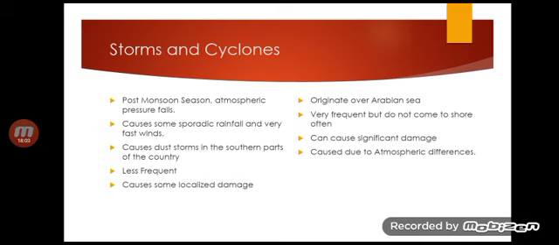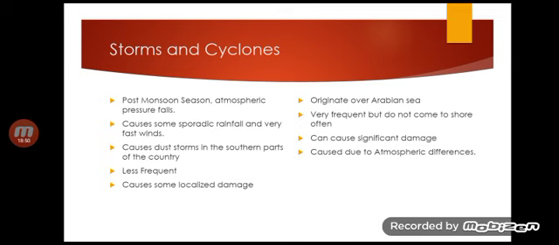The local storms are also formed in the same way. During the post monsoon season, after October, the atmospheric pressure starts to fall. Let me reiterate what is happening. First, during the late summer, the air pressure was lower on the land and higher in the ocean. The wind starts to move from ocean to land, causing monsoon and all the rainfall, and the atmospheric pressure starts to fall after October, after the monsoon.